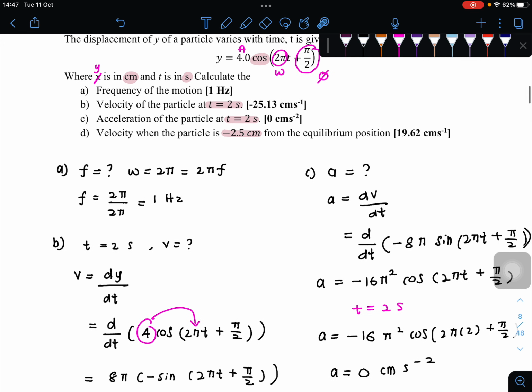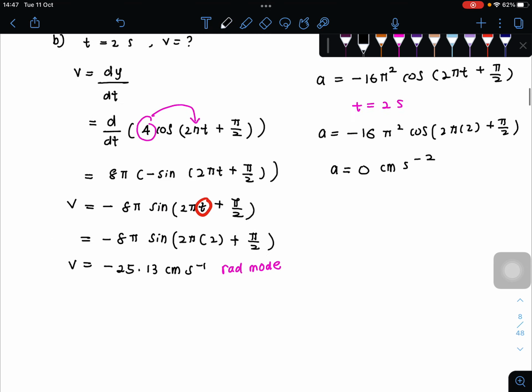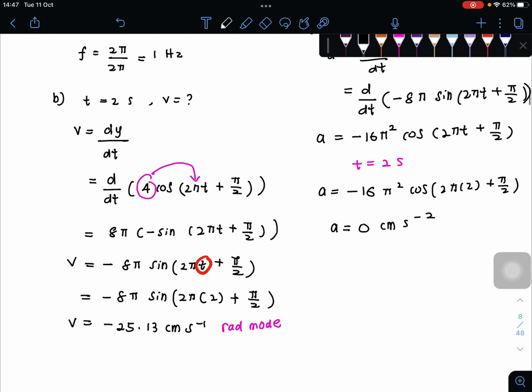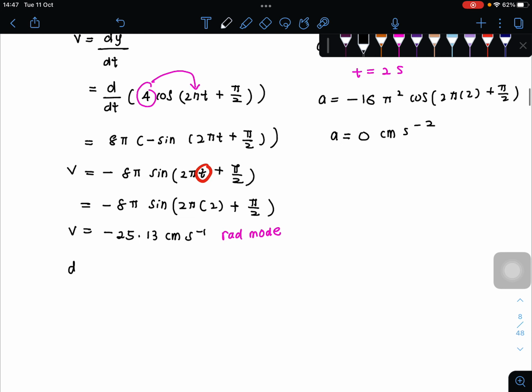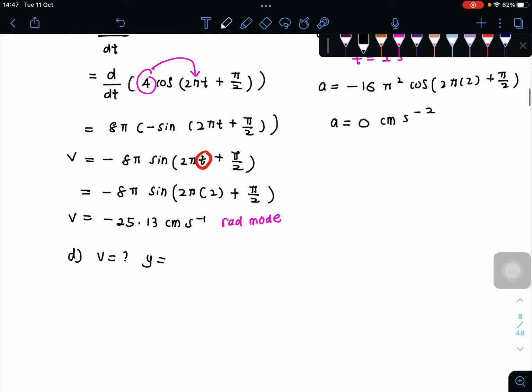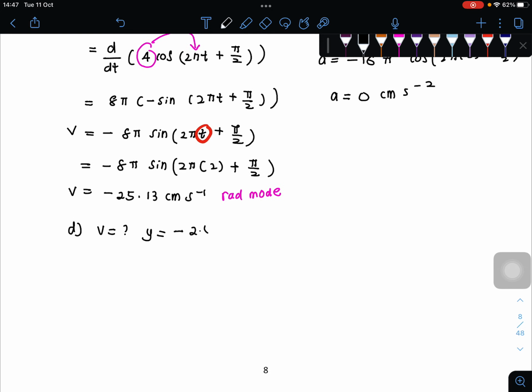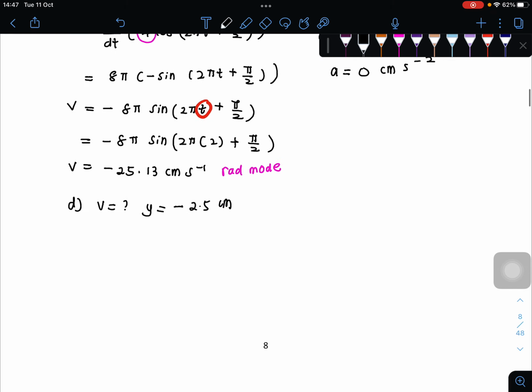And last one, we want to find what is the velocity when the particle is 2.5 cm from equilibrium point. So we want to find, okay, last question, soalan D. What is V when y is equal to negative 2.5 cm? So kita gunakan formula yang sama macam the previous example. V is equal to plus minus omega square root of a square minus y square.